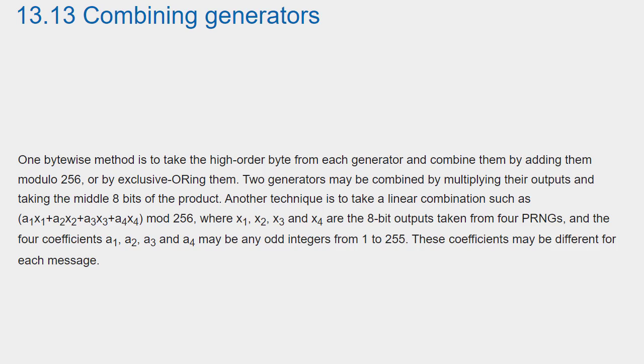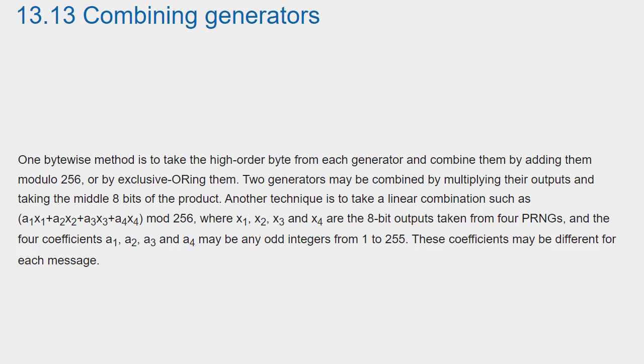One bytewise method is to take the high-order byte from each generator and combine them by adding them modulo 256, or by exclusive ORing them. 2 generators may be combined by multiplying their outputs and taking the middle 8 bits of the product.